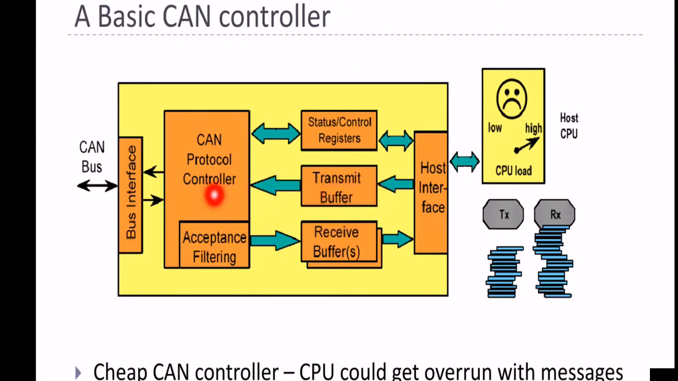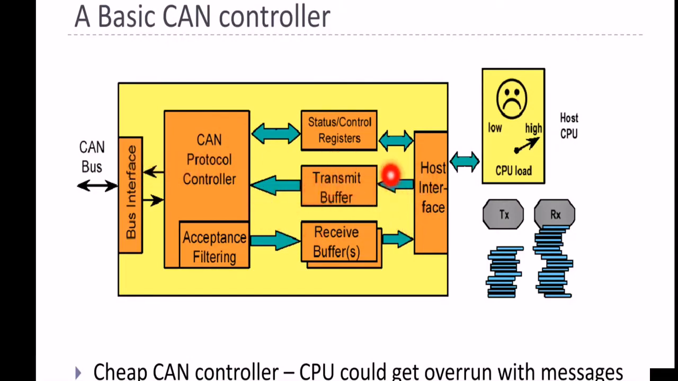Then it will go to the CAN controller. This CAN controller will process the data, and it will go to the bus interface. On the other side of the protocol, it will be the same: acceptance filtering. It will filter and fetch into the receiver buffer of the other CAN controller, then send into the host interface. So this is how it will happen.